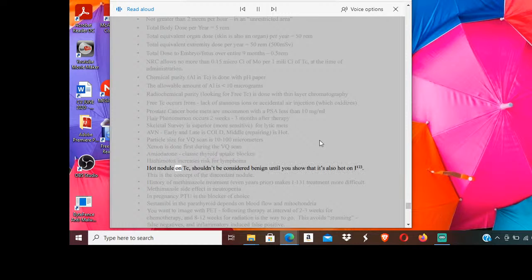Hashimoto's increases risk for lymphoma. A hot nodule on Tc shouldn't be considered benign until you show that it's also hot on I-123. This is the concept of the discordant nodule.